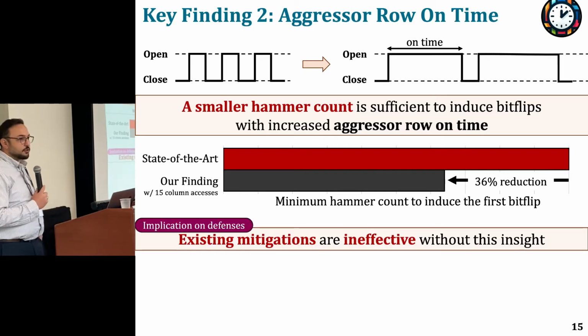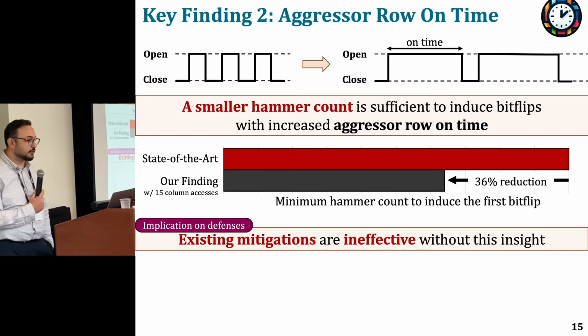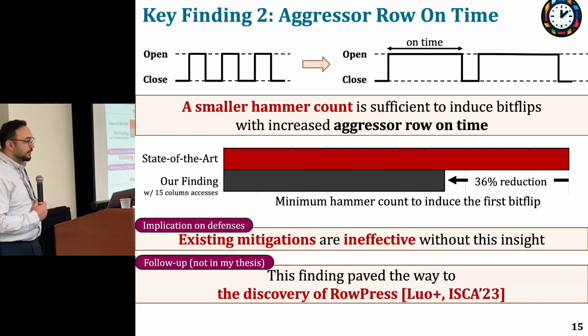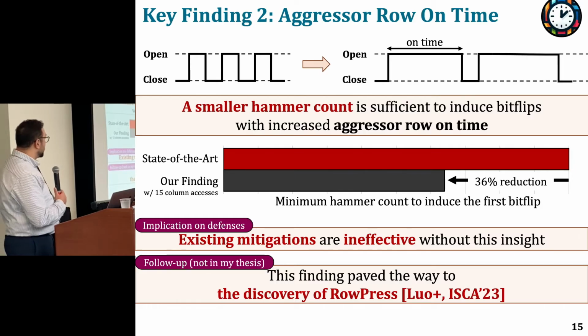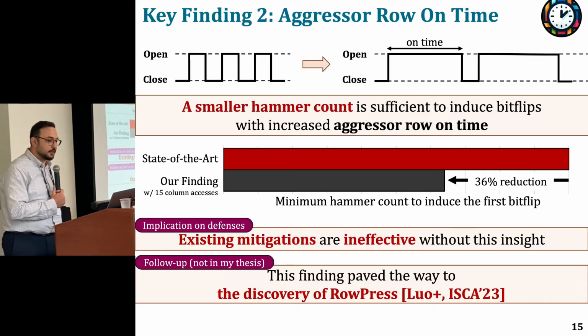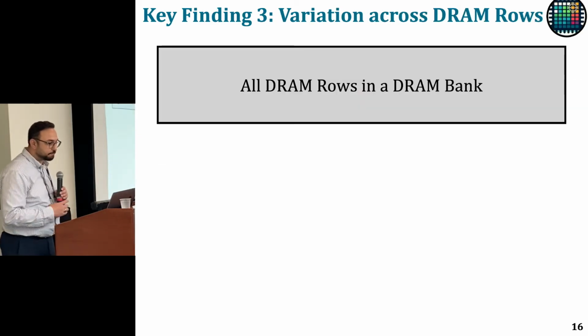And this also has an immediate implication on the defenses. If your existing deployed mitigation mechanism is not accounting for this particular effect, then you can bypass it by changing your access pattern. And this finding also turned out to be followed up by some other folks, and then they released last year the discovery of a new DRAM disturbance phenomenon called RowPress.